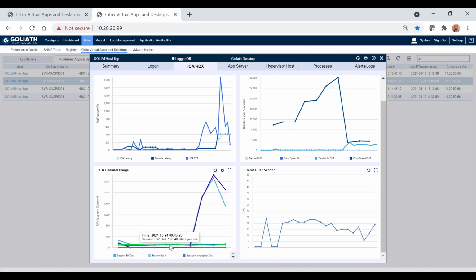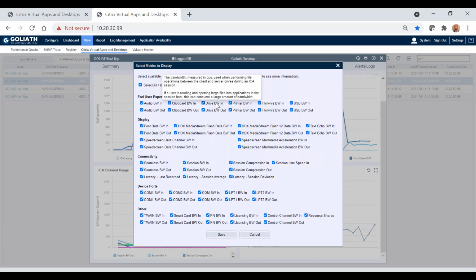And that will take place for any peripheral device that's hooked up to the client side and being utilized from within a Citrix session. Now, the last use case was a user uploading a large file to an application, and how that would then populate with this drive bandwidth.